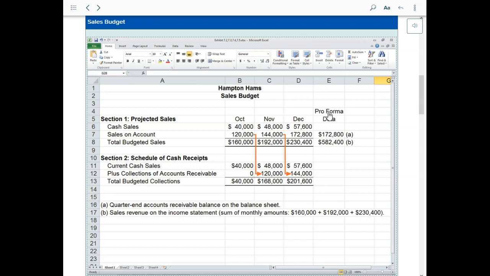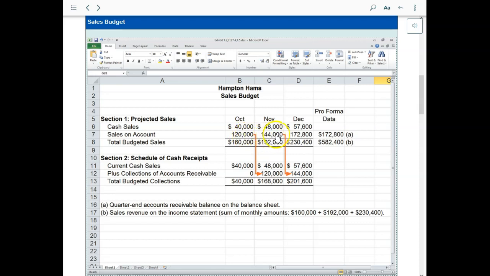What they've decided to do is say, all right, we think in October, for this new store, we're going to sell cash sales $40,000, sales on account $120,000. So our total budgeted sales for October will be $160,000. They also, in the reading, if you go back and read the paragraph surrounding this, think sales will increase 20% every month. So take 1.2 times $120,000, and that'll give you $144,000.